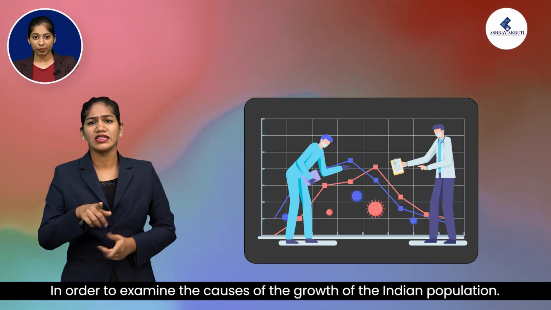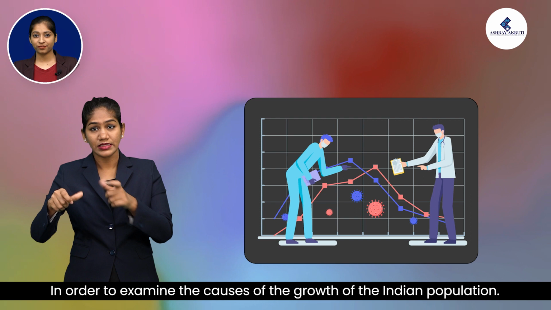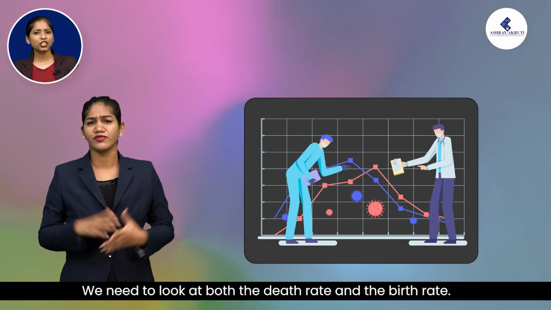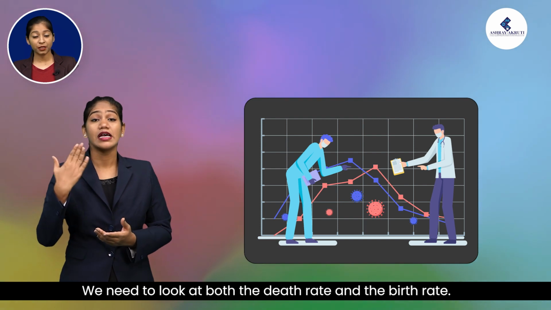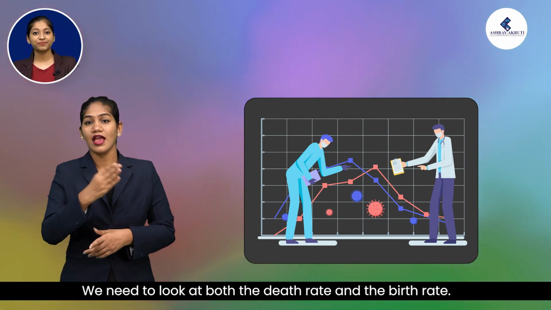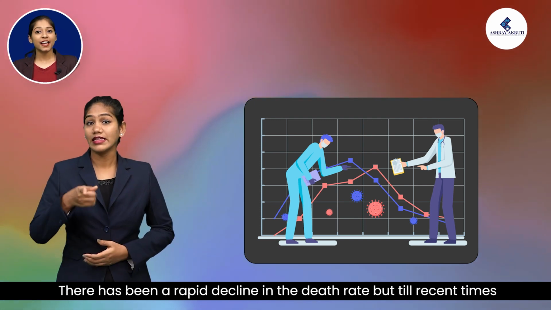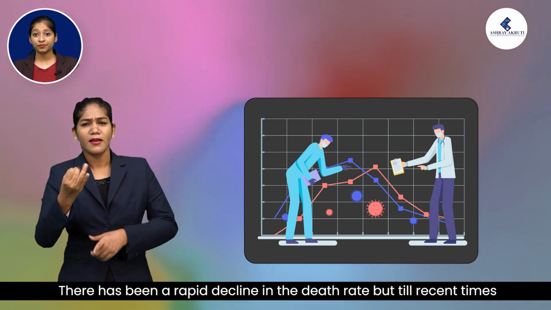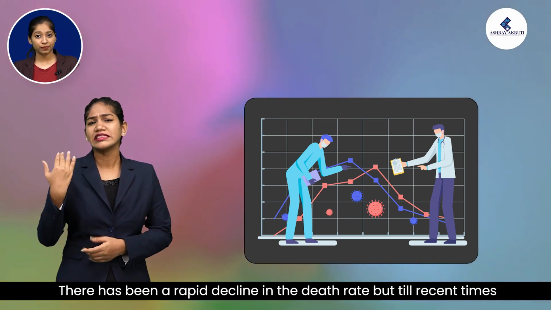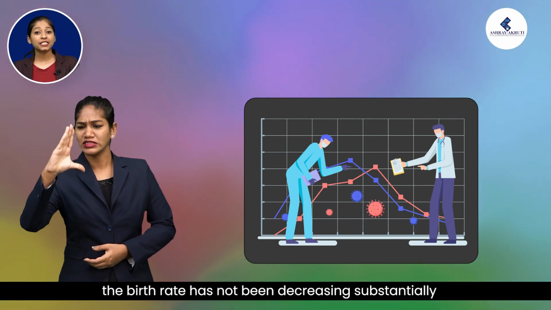In order to examine the causes of the growth of the Indian population, we need to look at both the death rate and the birth rate. There has been a rapid decline in the death rate, but till recent times, the birth rate has not been decreasing substantially.